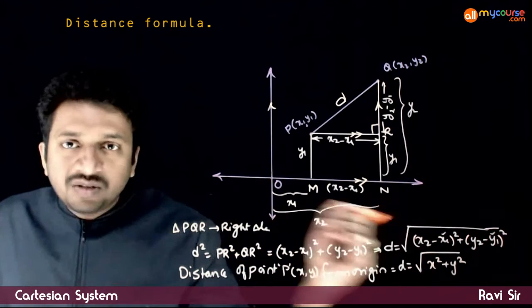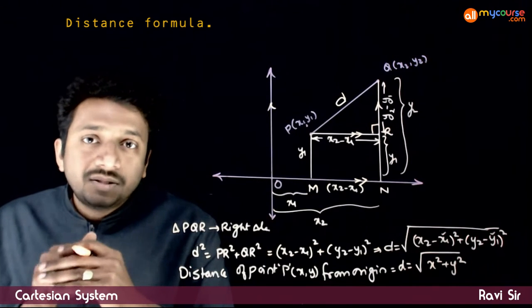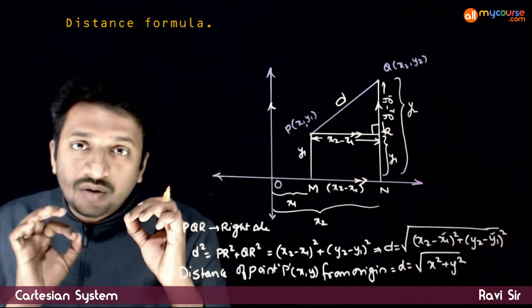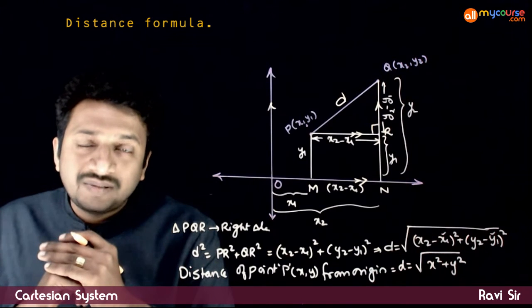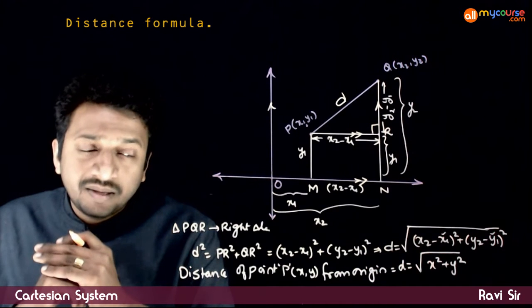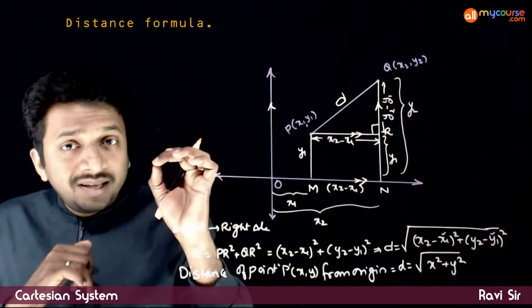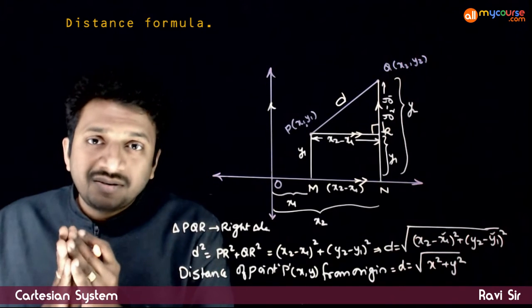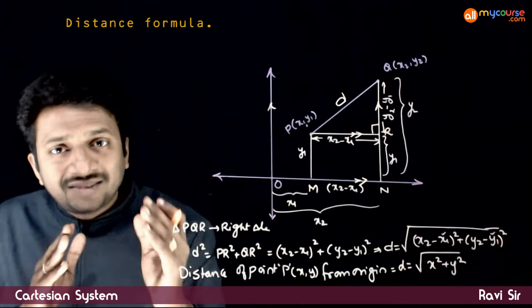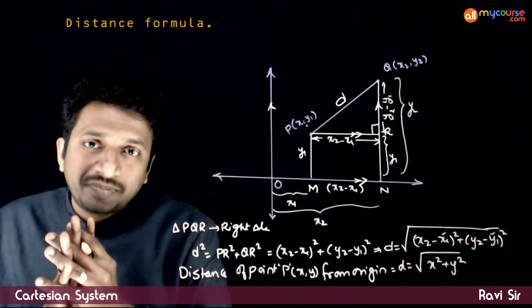So these are the two formulas which you need to remember. If you have two different points, root of x2 minus x1 whole square plus y2 minus y1 whole square. And if you have one given point and the other point as origin, the distance is root of x square plus y square directly.